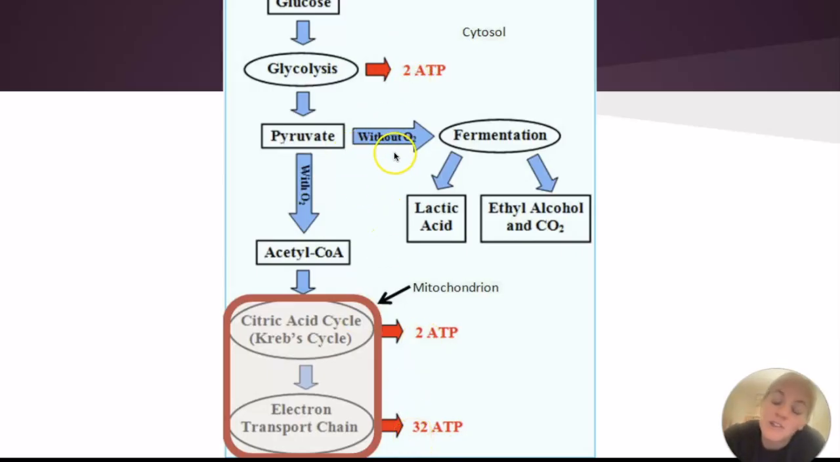But without oxygen, instead of going through this whole process, that pyruvate is then going to go into fermentation, and we're only going to make either lactic acid or alcohol, depending on the organism, and that's only going to yield us 2 ATP. So it's much less efficient, but at least you're still getting a little bit of energy for the bang you're putting into your buck.